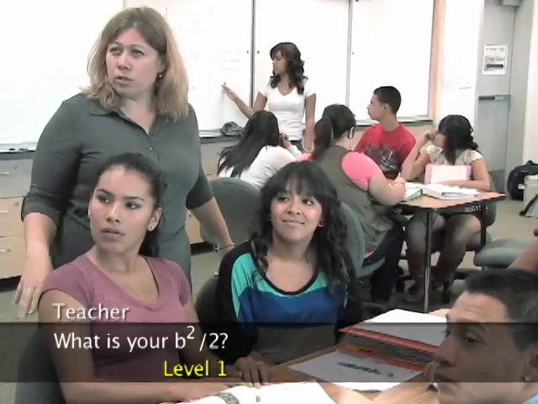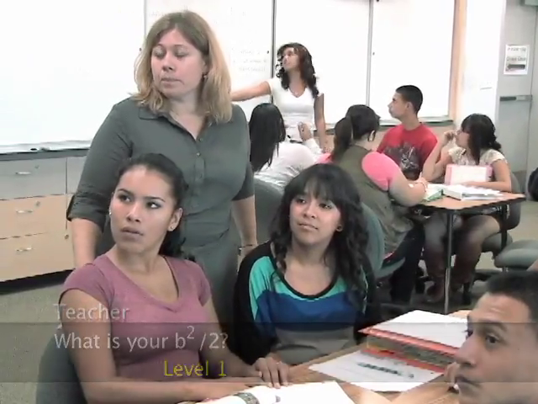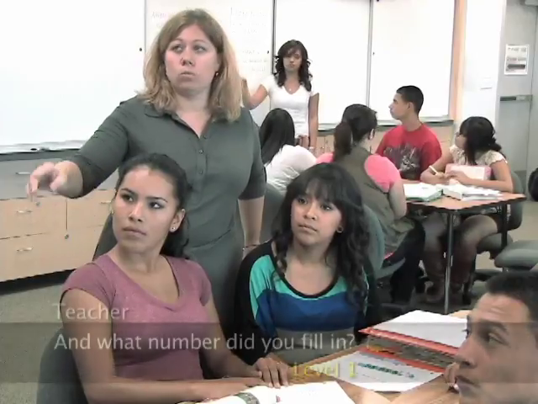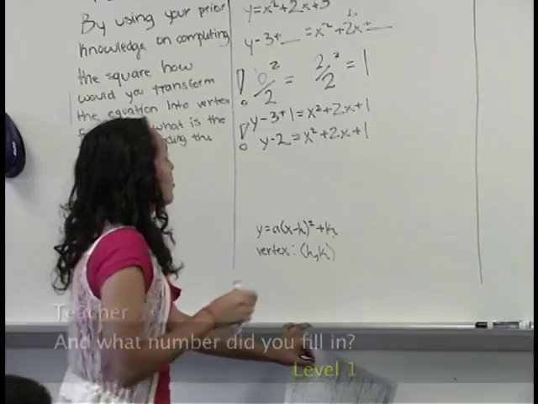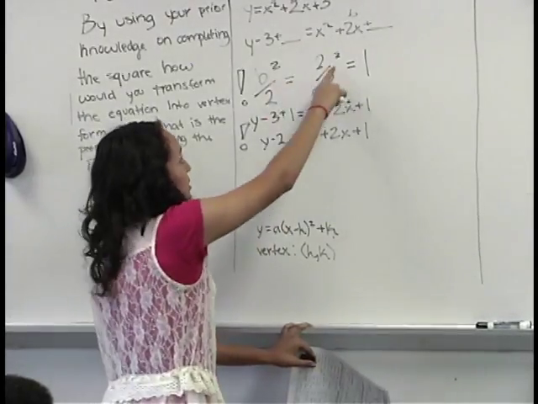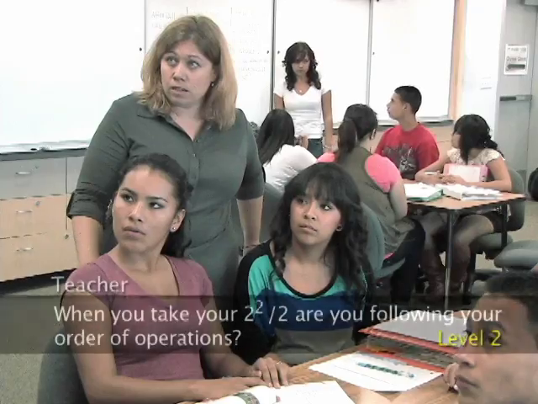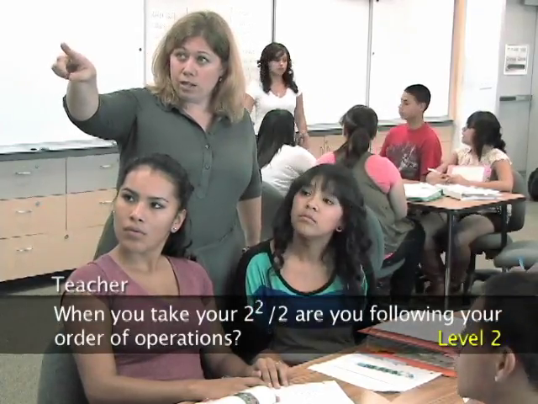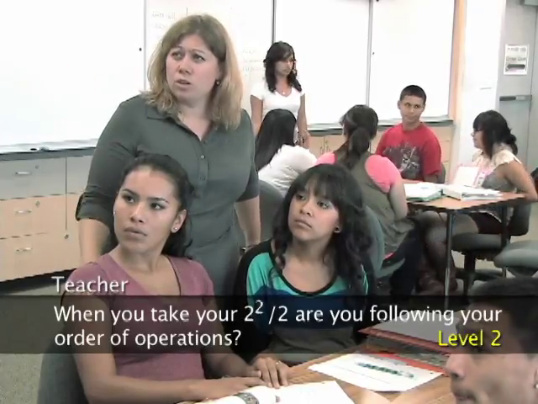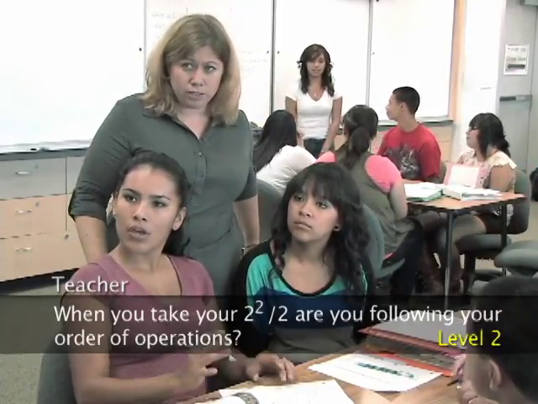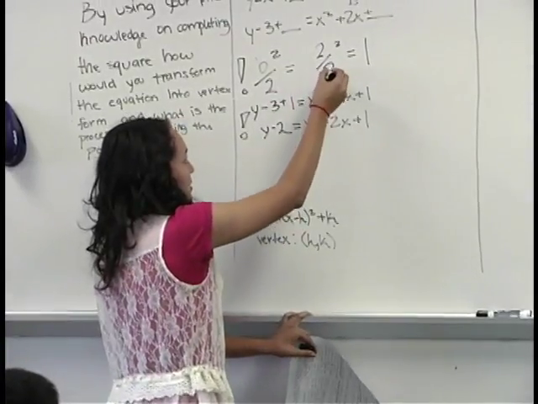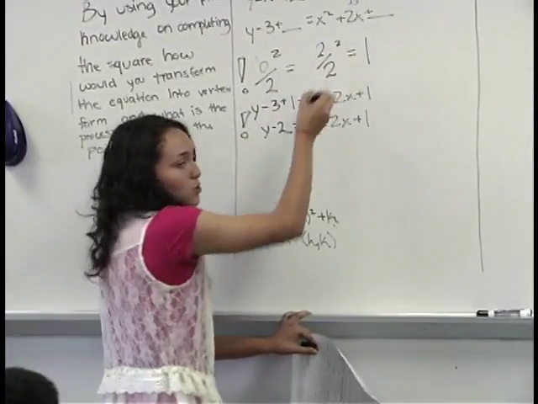What is your b squared over 2? What is that? Tell me. That would be to finish completing the square. And what number did you fill in? Yeah, I put that. Okay. And when you take your 2 squared over 2, are you following your order of operations? Yes, because you would divide the 2 over the 2 and then you square what you get.